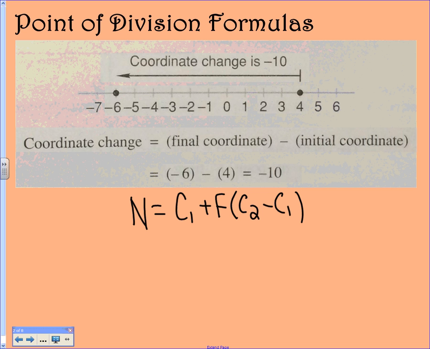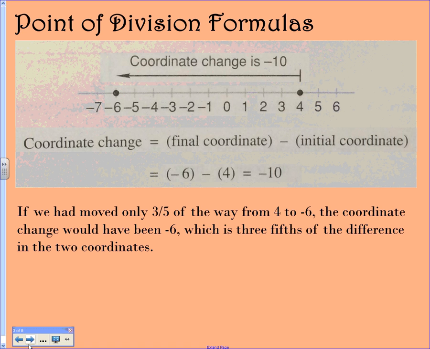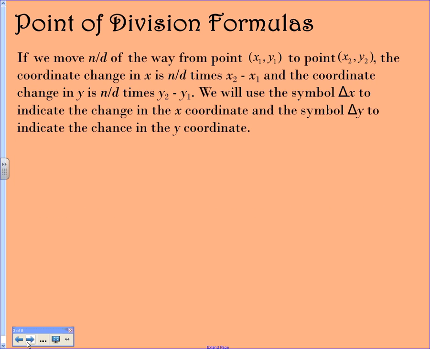Okay, well, we're going to be kind of using that this lesson, but instead we're going to be looking at points. You don't have to write this either. But you remember, if you had moved 3/5 of the way, you would say negative 10 times 3/5, and then add that to your original number. Y'all remember doing that? Okay, so that's what we're looking at today.